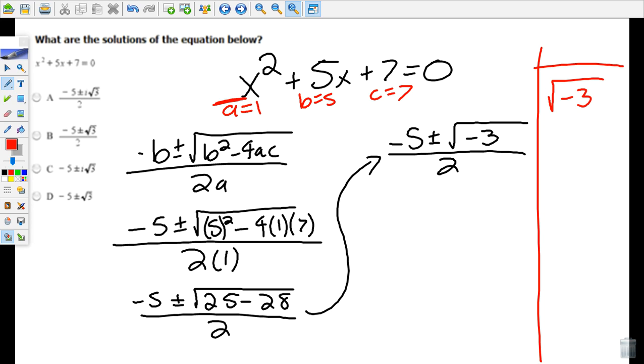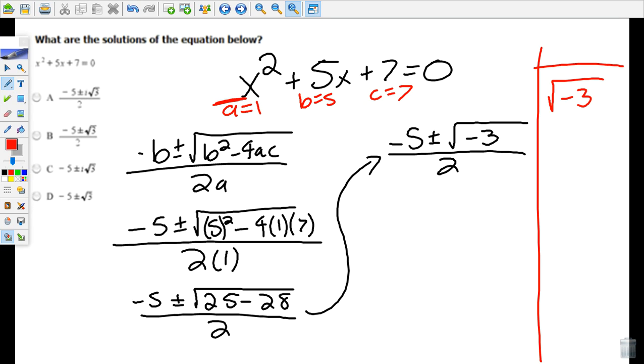The issue here is we need to simplify it, but it's a square root of a negative number, which technically is not possible. If you try to do that in your calculator and you get an error message, that's the reason why. You can't take the square root of a negative. So we have to do this by hand, break it up, and simplify it. We're going to use imaginary numbers.